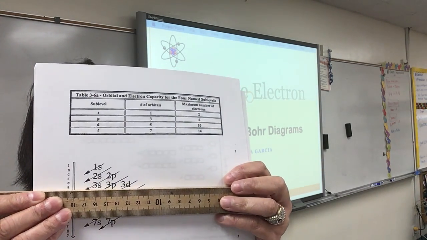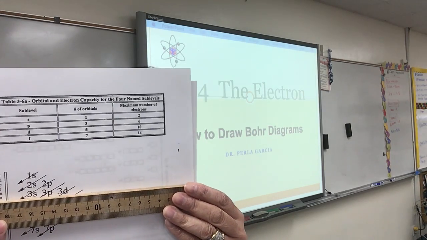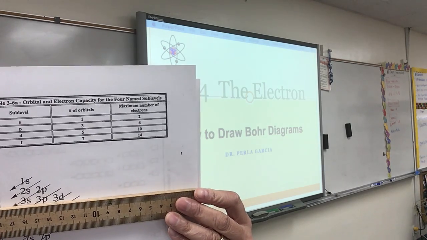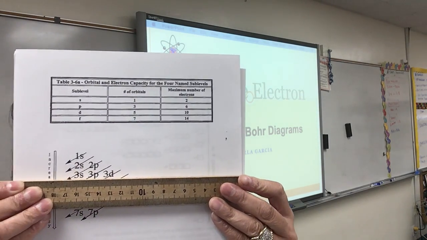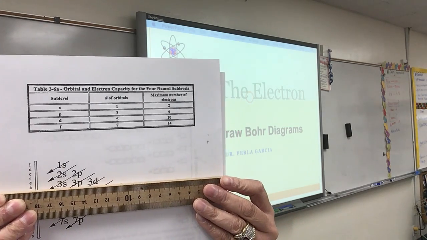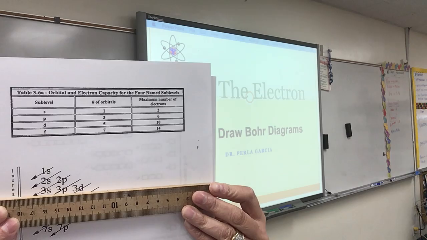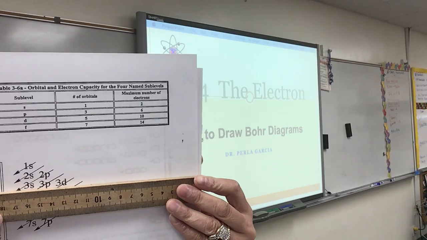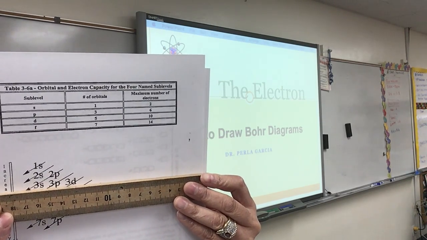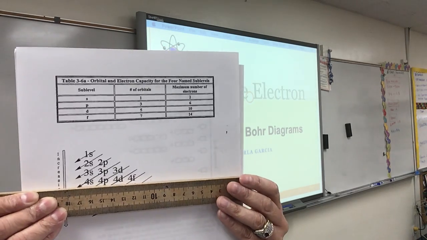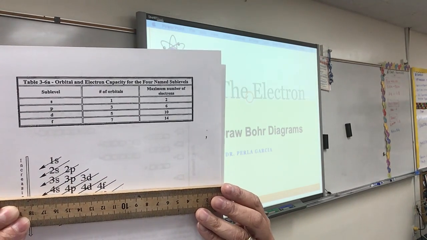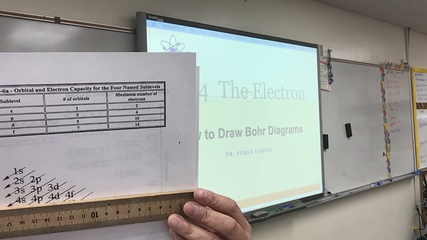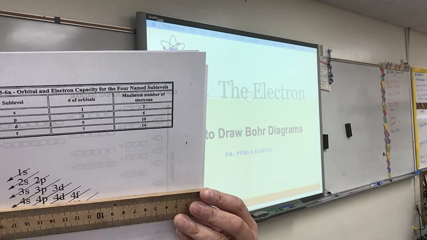Can you explain to me what my three sub-levels are in that third energy level? 3S, 3P, and 3D. If you're lost with what I'm doing, raise your hand right now. I'll come around to show you what I'm talking about. What is the maximum number of electrons I can have in the third energy level? 18. Very good. Fourth energy level. What are the sub-levels that I have over there? 4S, 4P, 4D, and 4F. Very good. What's the total number of electrons I can have over there? 32. Very good.